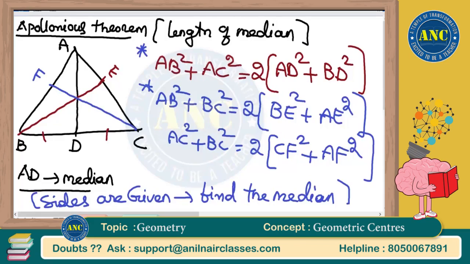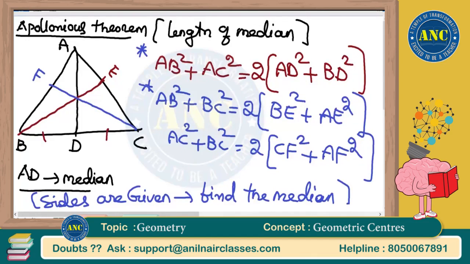Again I am explaining. Take a vertex A. What are the sides connecting A? AB square plus AC square. What is the median towards A? AD square. Either take BD or take DC, both will be the same.